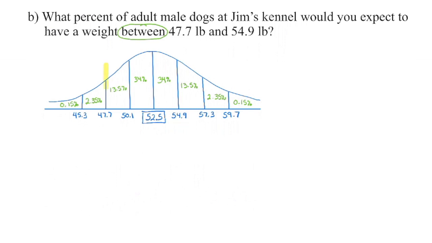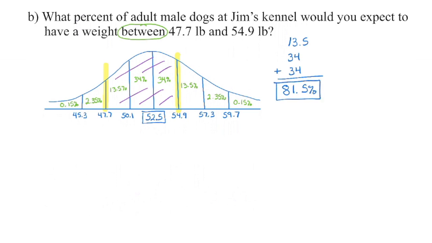So I'm going to take all of my data between there and between there, which means I'm specifically looking at this range. And then we always kind of want to shade on the graph, where are we looking at? So I can see now that I'm going to add up that 13.5% plus the 34% plus the 34%. And when I add those together, that's going to give me my 81.5%. I would expect 81.5% of the dogs to be within those two weight ranges. And take a look at the curve. You can see that is the bulk of the area, so that makes sense.